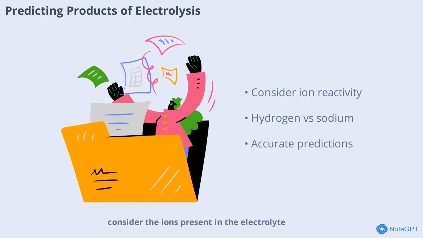Consider the ions present in the electrolyte and the reactivity of the elements involved. The more easily reduced or oxidized species will react at the electrodes. For example, in aqueous sodium chloride, hydrogen is produced at the cathode instead of sodium because hydrogen ions are more easily reduced. Understanding these trends helps you answer exam questions accurately.